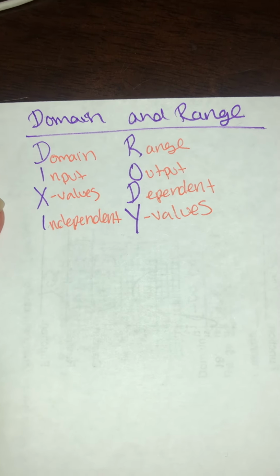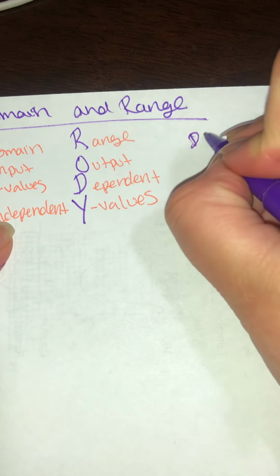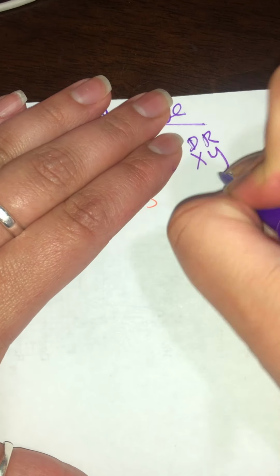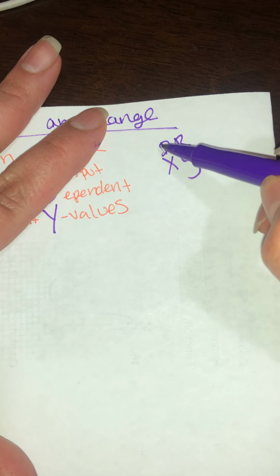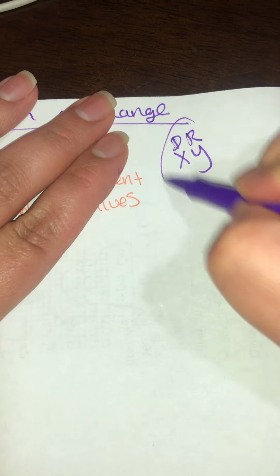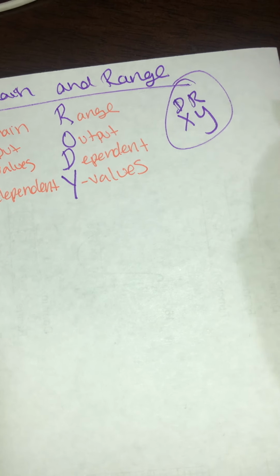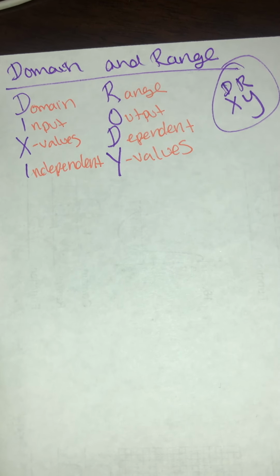Now, if that's too lengthy of an acronym for you, you can always just stick to the basic Dr. X, Y. And he will give you the basics, right? Dr. X, Y: D is for X, R is for Y, which is the one that I'm going to be using mostly in the examples.